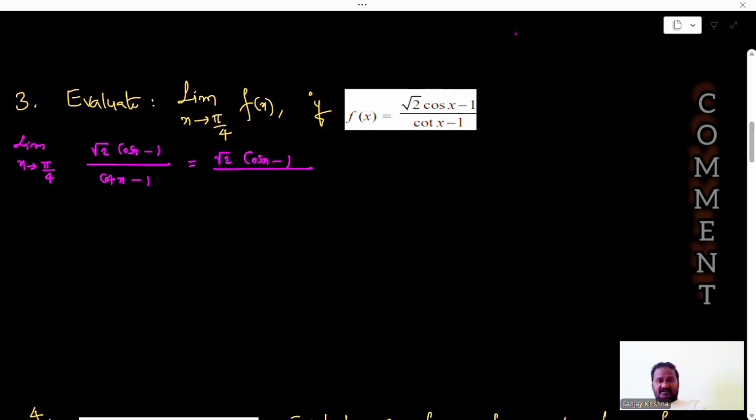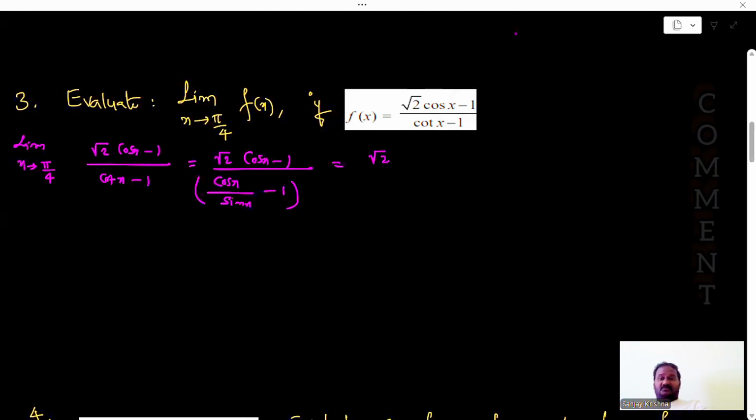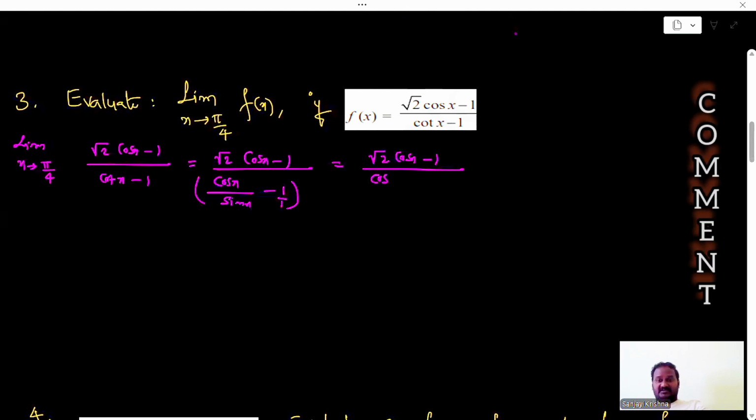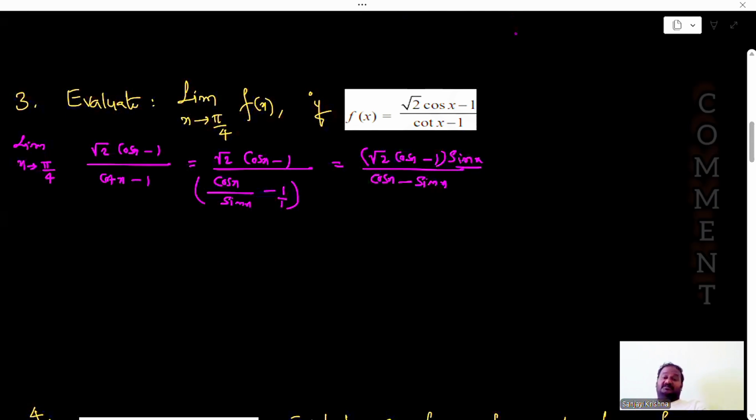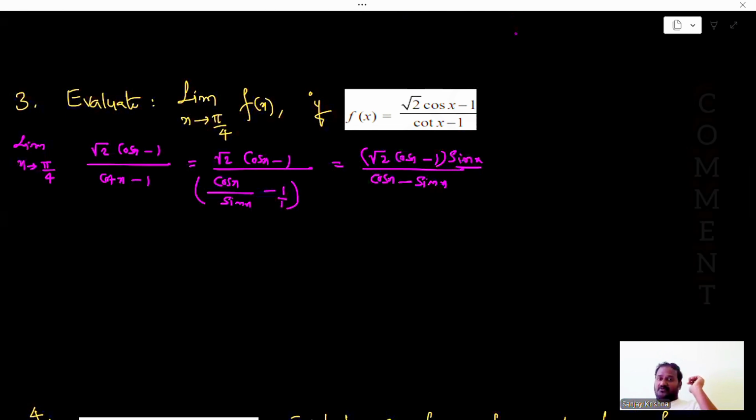Cot x can be written as cos x by sin x. So when you simplify, here you get root 2 cos x minus 1 divided by, when you take the LCM, cos x minus sin x, whole divided by sin x. I am going to send that to the numerator, so it is going to be multiplied by sin x. Now see, root 2 cos x minus 1 by cos x minus sin x. If you think logically, root 2 cos x minus 1 is a part of the cos 2x formula, and cos x minus sin x is a part of the cos 2x formula.